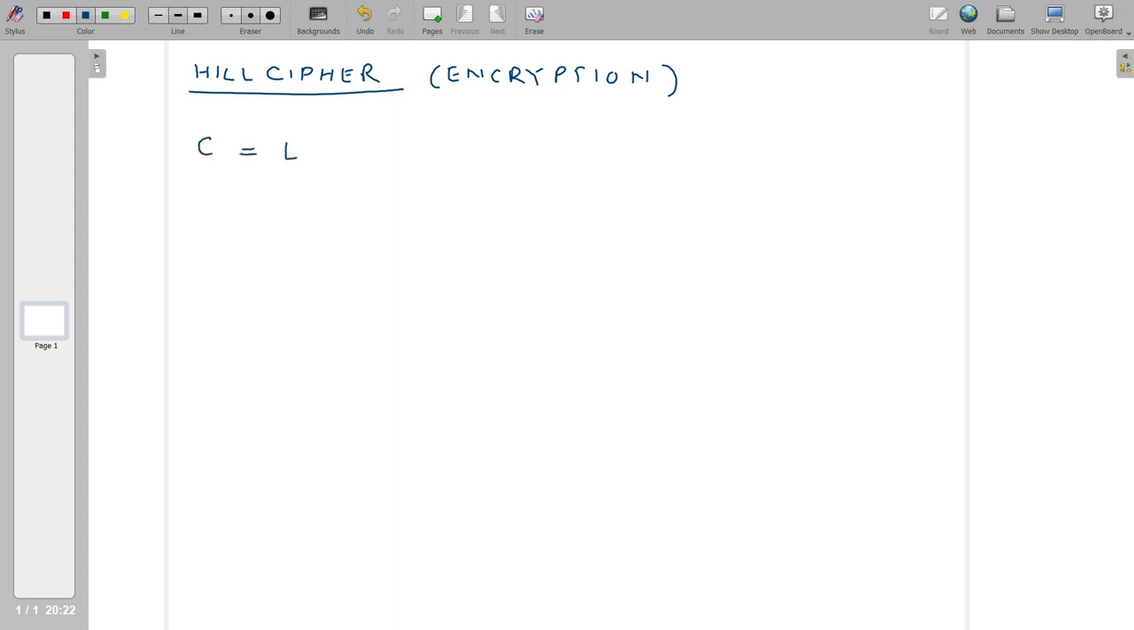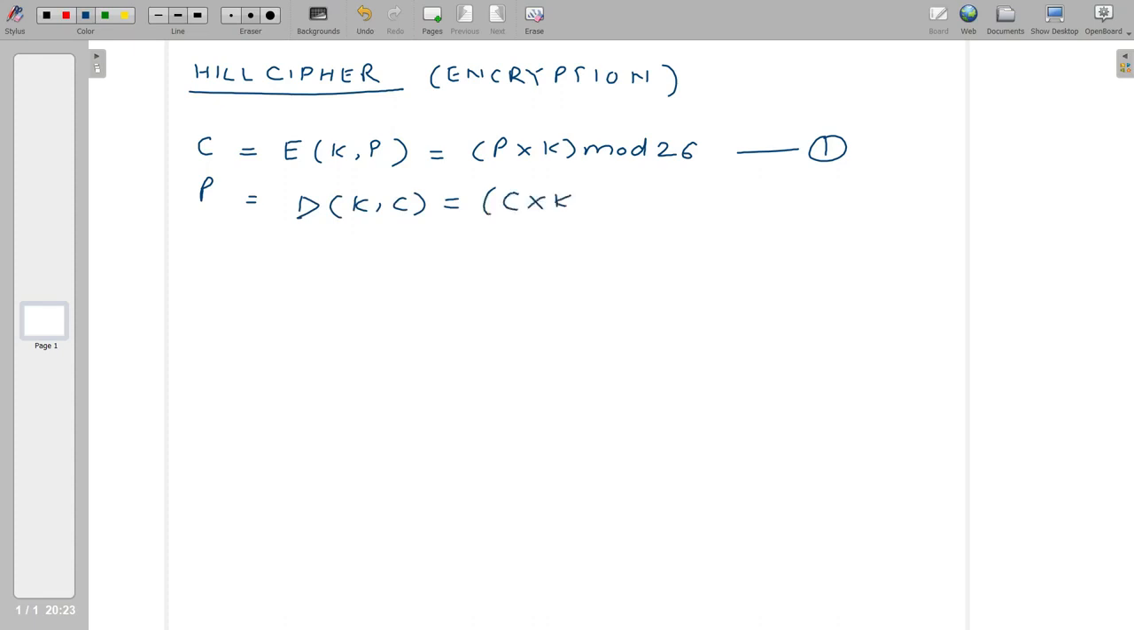So when we talk about Hill cipher, the encryption algorithm is, let's say C is the ciphertext, so the algorithm will be C = E_K(P), where P is the plaintext and K is the key. So it is always going to be P into K mod 26. Let's say this is equation number 1. When we talk about decryption, or how to get the plaintext, decryption is on ciphertext with the key, so D_K(C) is going to be C into K inverse mod 26.